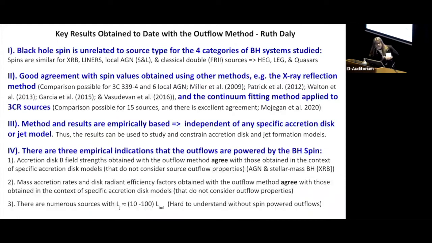The main result is that the black hole spin is unrelated to AGN type. I already had found that in 2016 using just the FR2s. You could see that the high excitation galaxies, the low excitation galaxies, and the quasars all had very similar spins, although they're very different in type. And this turns out to be the case for the other types of AGNs, the Seyfert and LINER galaxies that are local, and also the X-ray binaries.